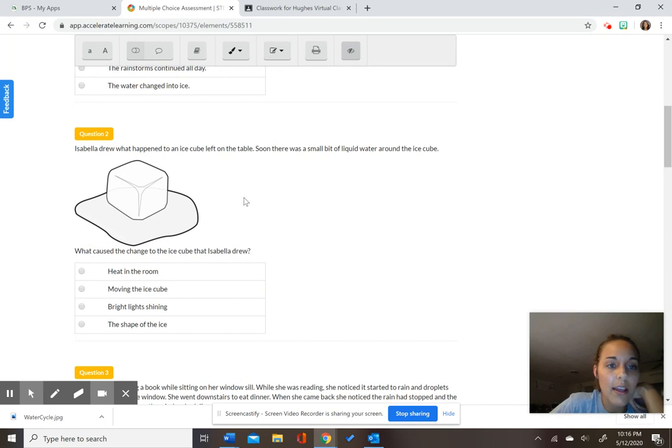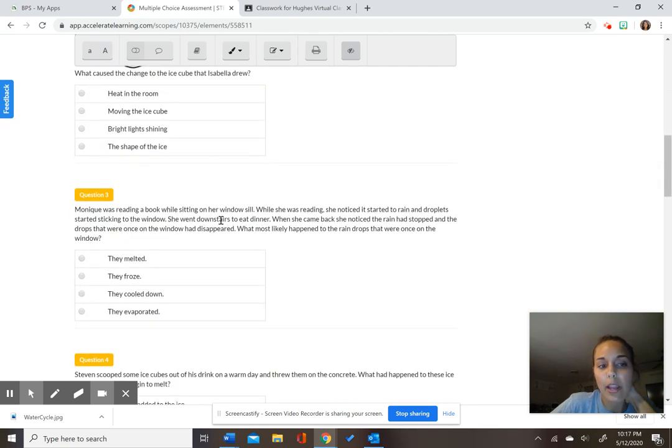So that's pretty easy. What happens when you leave an ice cube on a table? There's water around the ice cube now. It looks like it's melting a little bit. So what would cause that ice to do that? Something is going to change that. If it's kept in a freezer, it's not going to do that. But if I take it out of the freezer and she leaves it out on the table, if you've ever left ice cream out, what causes it to melt like that?